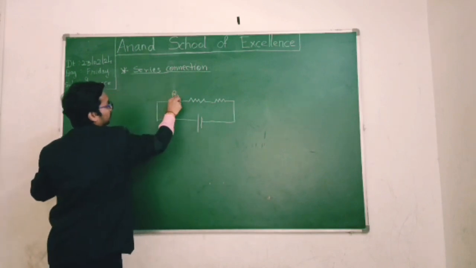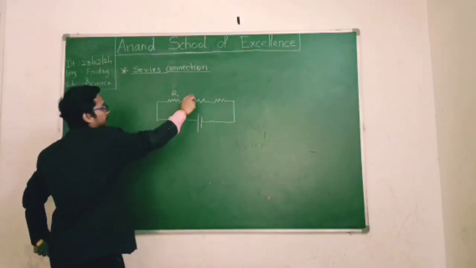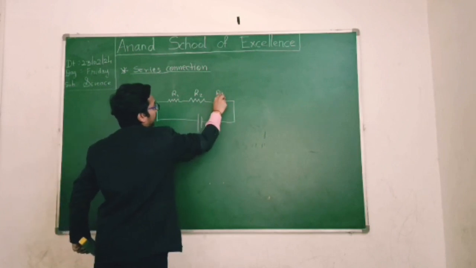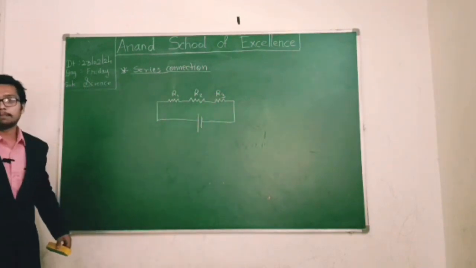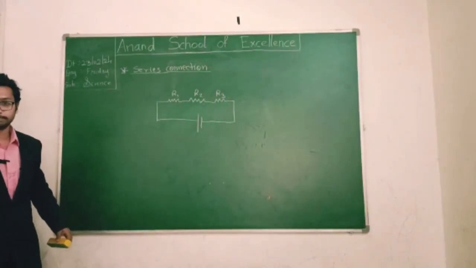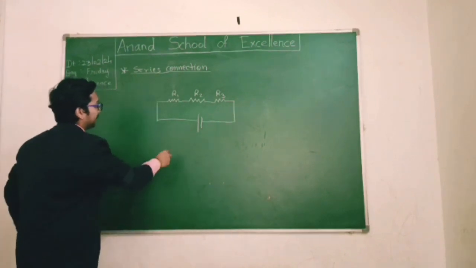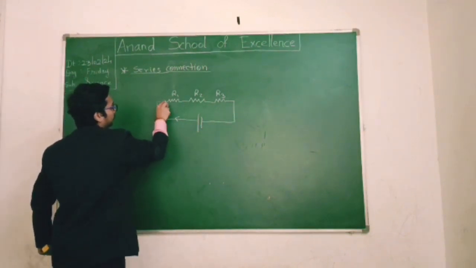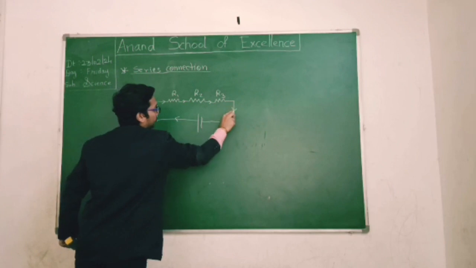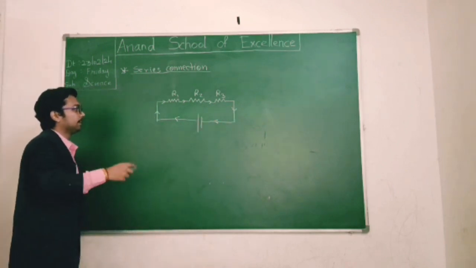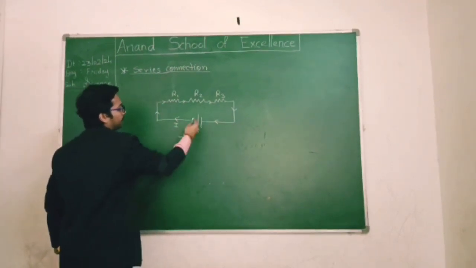This is our first resistor, that is R1. This is R2 and this is R3. This is the schematic diagram of actual series connection. So we can say that the direction of the current is unidirectional, that is, there is only one direction of current all over the circuit.